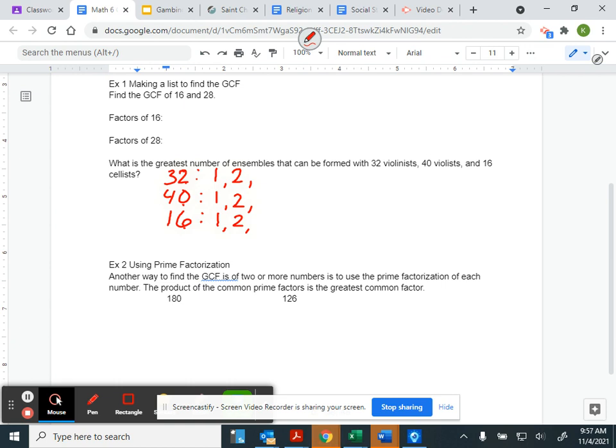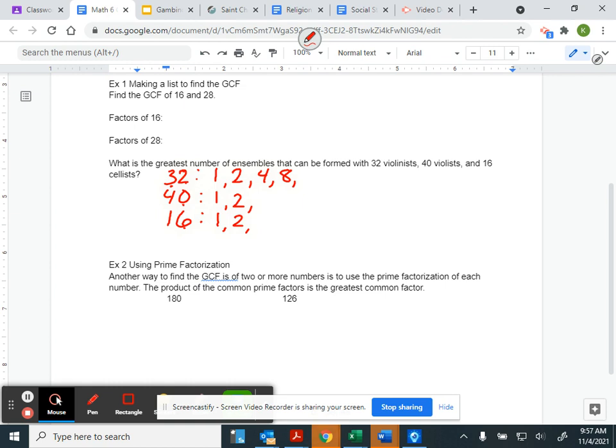Now it gets a little more challenging. So I'm going to go one number at a time. I'm going to look at 32. Can a 3 go into 32? No, 3 doesn't go into it. Can a 4 go into 32? Yes. Can a 5? No. 6? No. 7? No. 8? Yes, and 8 can go into 32.